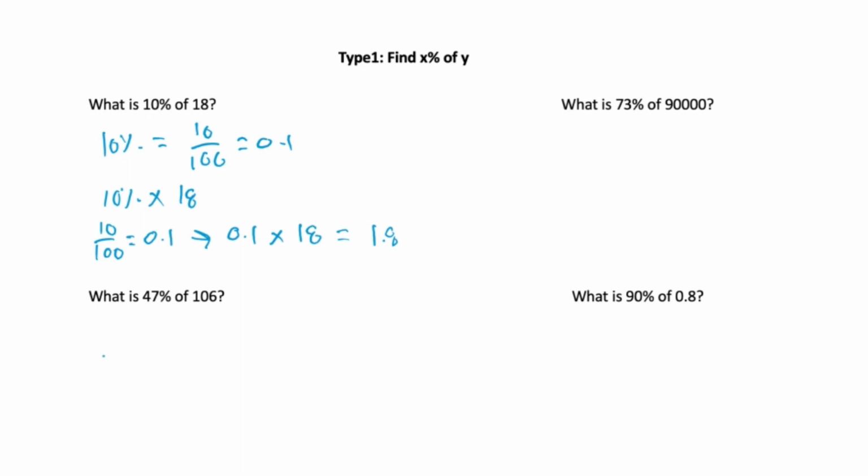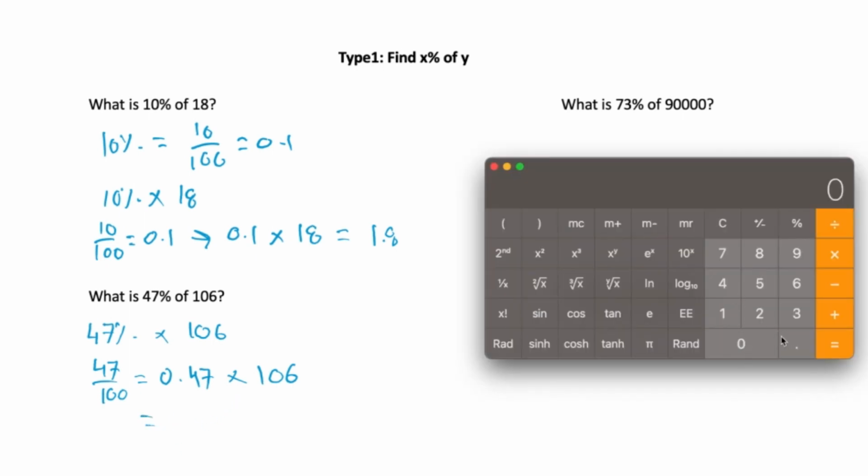Same goes with the other three questions. You do the exact same thing. So what is 47% of 106? 47 over 100, or 0.47 times 106. And you of course use a calculator for your answer. 0.47 times 106, and the answer is 49.82.